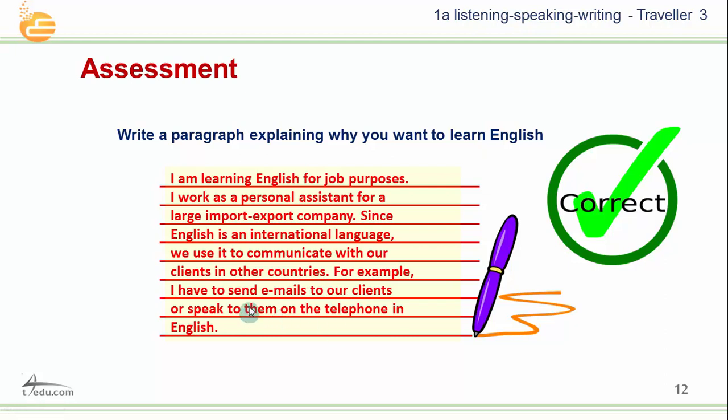And that is a very good writing. Why are you learning English? I'm learning English for job purposes. So you started with an introduction of why you learn English, and you give some development for your writing. You work as a personal assistant, so you need English in your job, and you give examples why you need English, because you send emails and you talk to your clients.